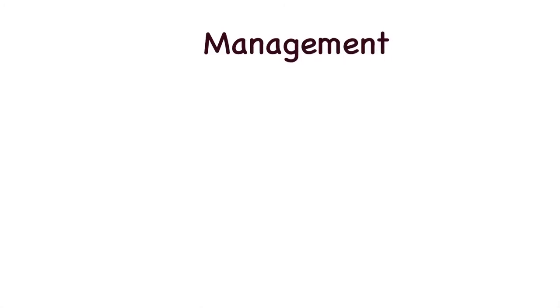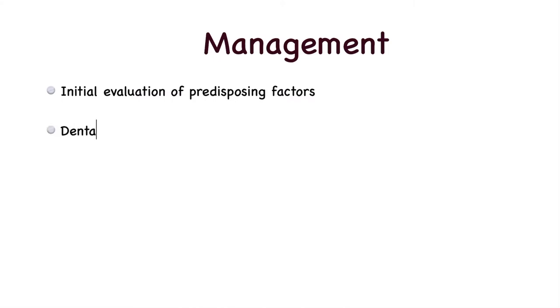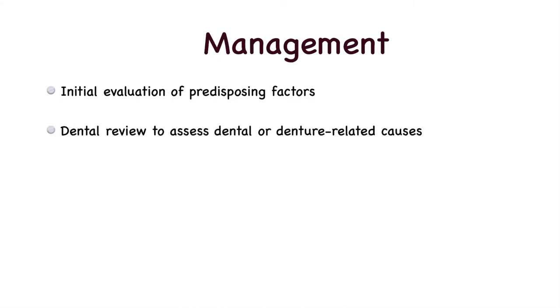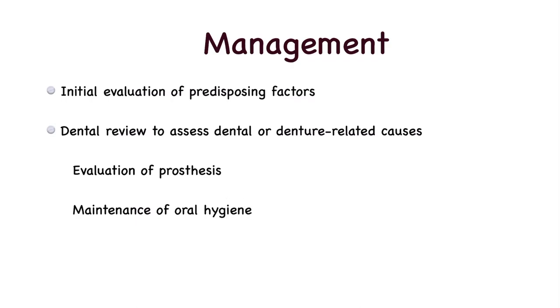How will you manage a patient with angular cheilitis? The treatment for angular cheilitis highly depends on its cause. Initially, we have to evaluate the predisposing factors contributing to the disease. Then, a dental review is to be done. In the elderly patient, denture replacement or denture relining is to be done for any ill-fitting denture. And instructions on how to keep your denture clean are to be given. As a general rule, all patients should maintain good oral hygiene so as to prevent recurrence.